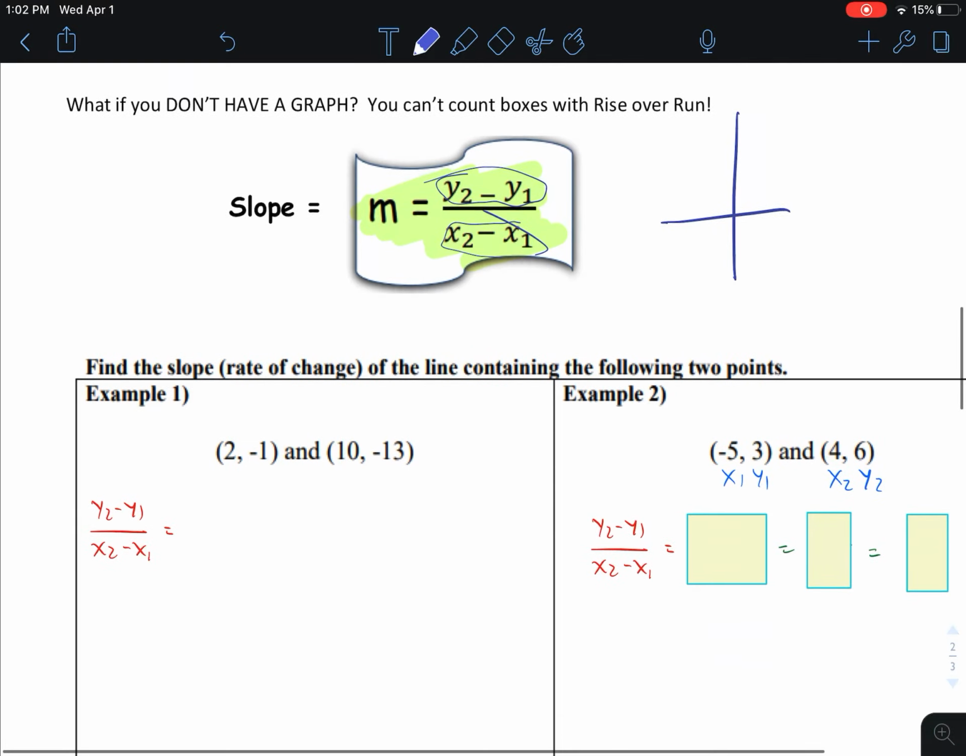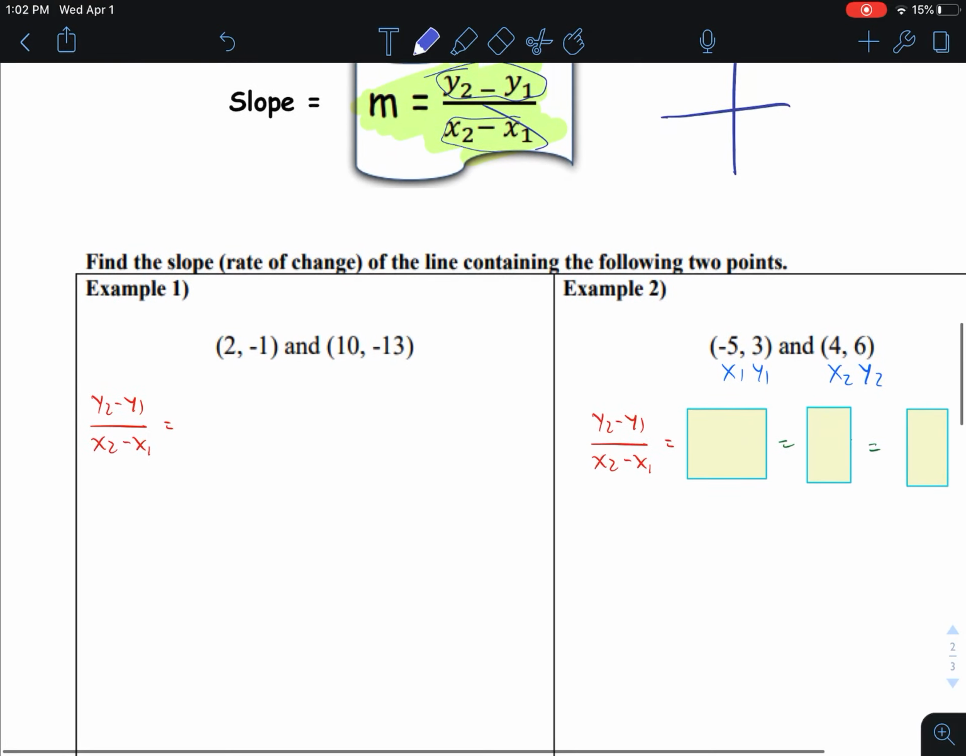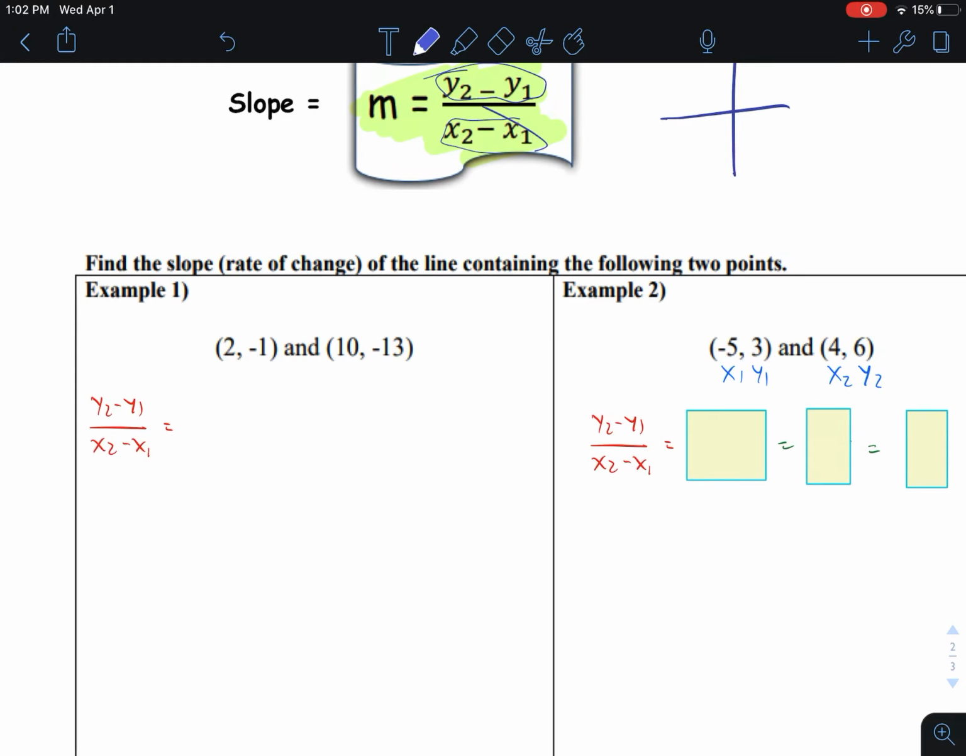So let's do this one. First example, using this formula, check it out. They give me 2 points, good. First thing I always want to do, label them. This is x1, y1.